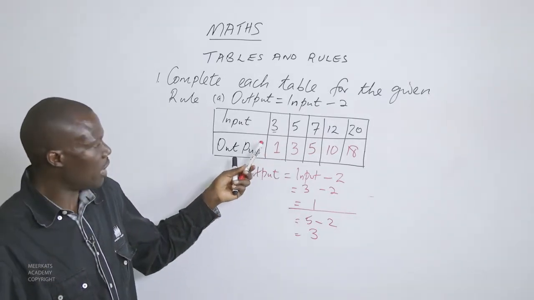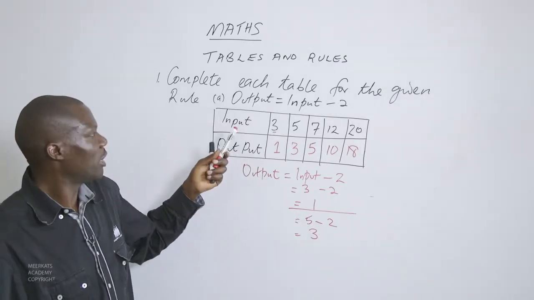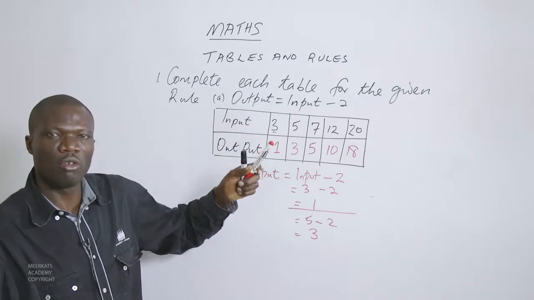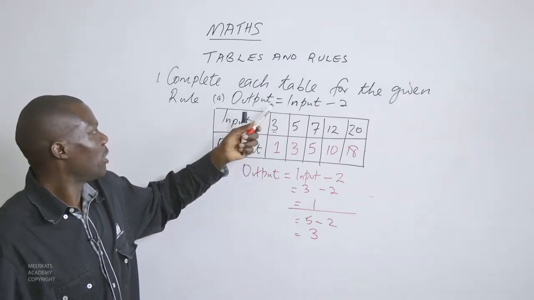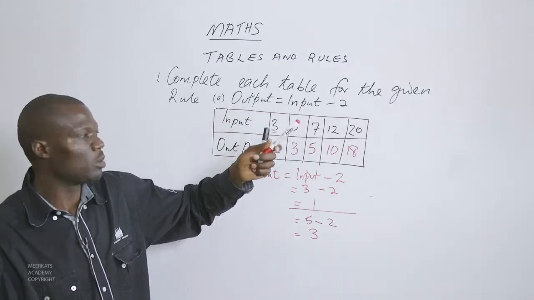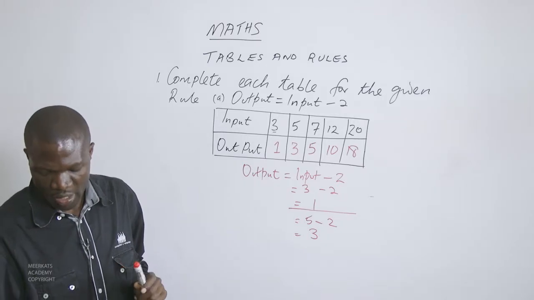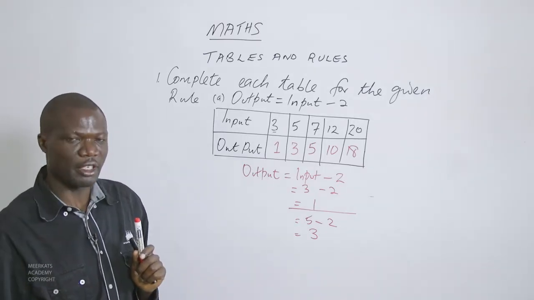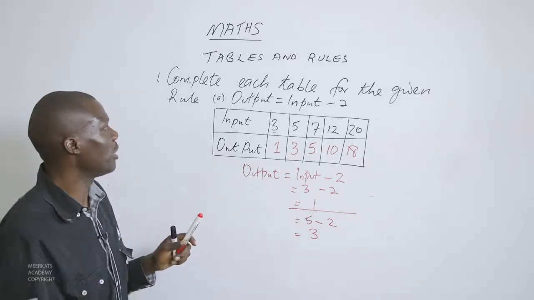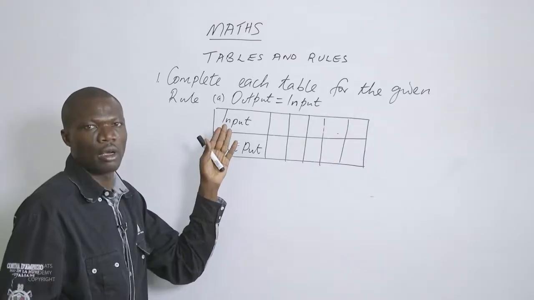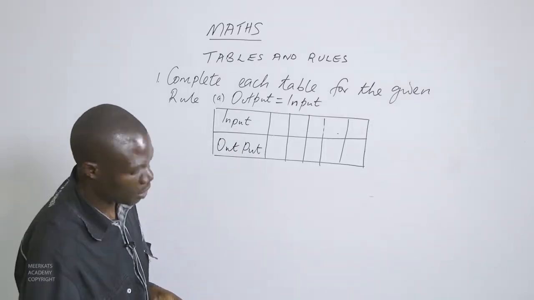What we have here is simply the table of values given by the rule output is equal to input minus 2. Now, let us look at a different table, still to be filled, but this time with a different rule. Output is equal to 3 times input.